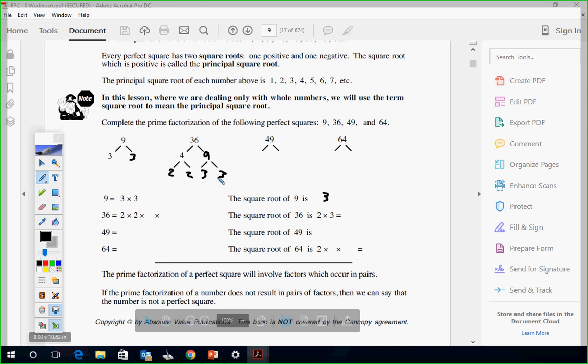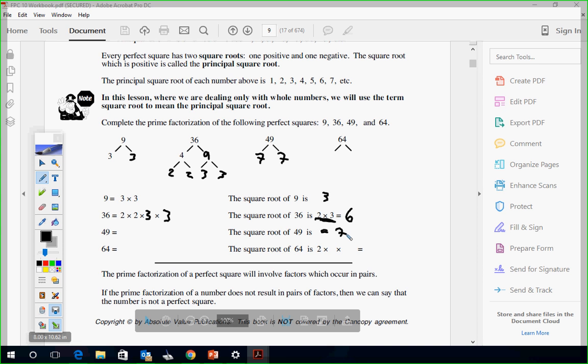So what you want to notice is that we have two pairs of 2 times 3. We have two of these. Well, what's 2 times 3? Well, that's 6. 6 times 6 is the perfect square there. Okay. 49, can only break it down one way. 7 times 7. So that one breaks down to 7.